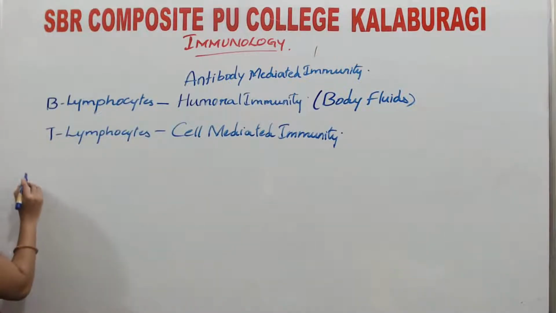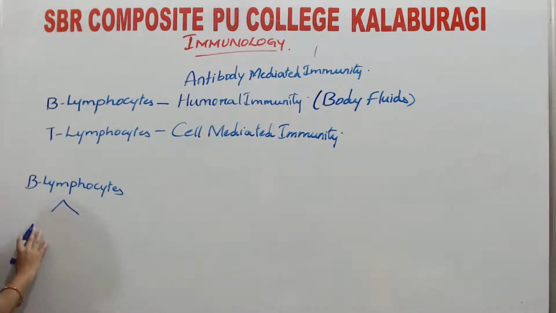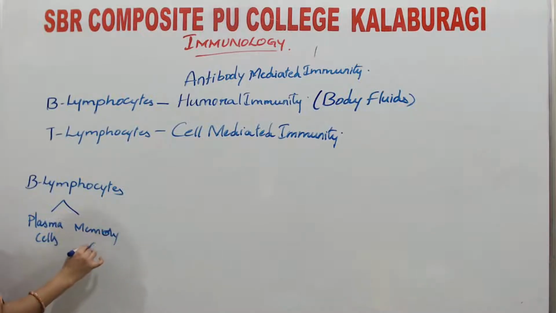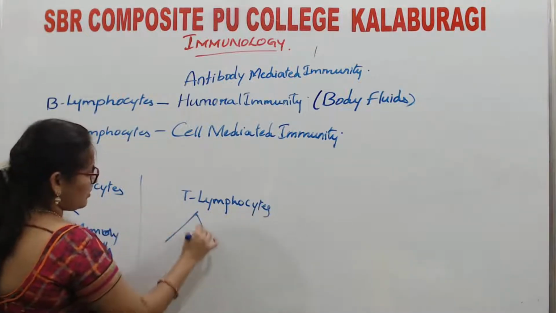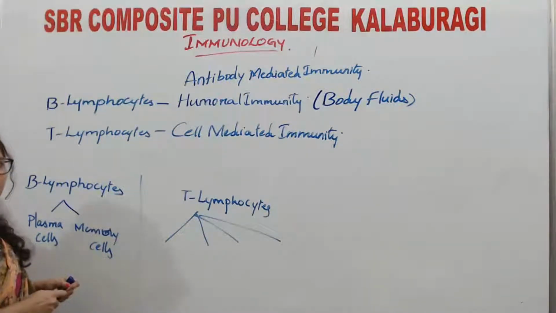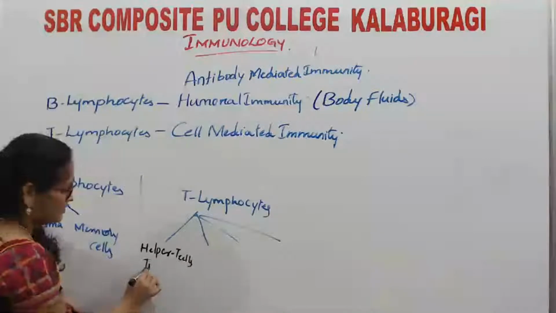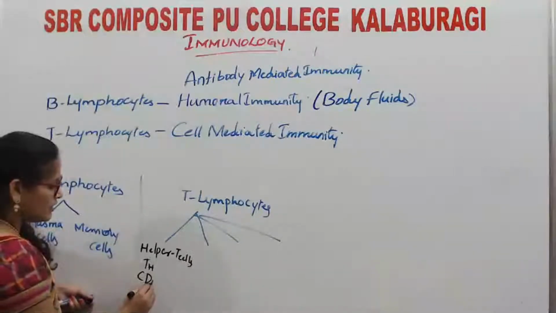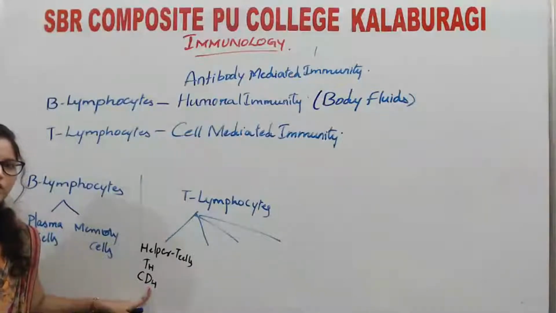When we look at this proliferation, see here, B lymphocytes are of two types. Many times I have written it. B lymphocytes are of two types: plasma cells and memory cells. Whereas T lymphocytes are of four types. They are T helper cells or helper T cells. We can write it like this: T helper cells or CD4 cells, cluster differentiation 4. They will have a surface marker, and that surface marker is cluster differentiation 4.